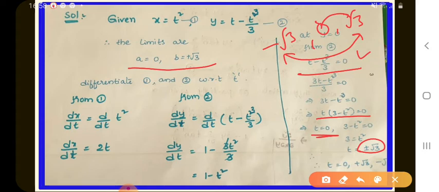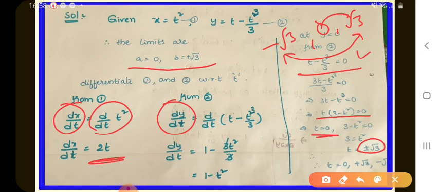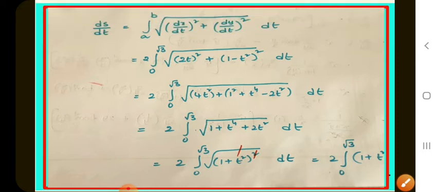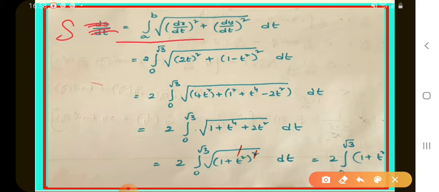In parametric form, what is the formula of length of arc? Integral a to b root of dx by dt whole square plus dy by dt whole square dt. So I find dx by dt and dy by dt by differentiating x and y with respect to t. dx by dt is 2t. dy by dt is 1 minus t square. Now I write the formula of length of arc in parametric form: ds by dt or capital S equals integral a to b root of dx by dt whole square plus dy by dt whole square dt.